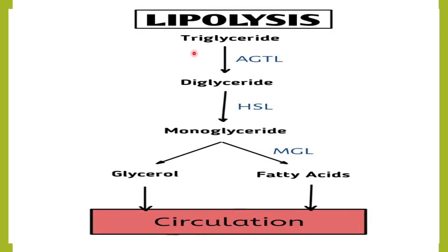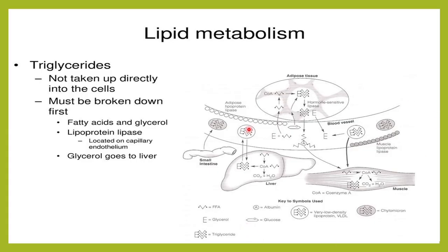So the triglyceride becomes diglyceride, monoglyceride, and then glycerol and fatty acid, and they enter the circulation. Triglyceride cannot be directly taken up by the cells, so they have to be broken down into fatty acid and glycerol, and I've told you various hormones help in doing this, lipoprotein lipase, etc. The glycerol that is broken down goes to the liver.